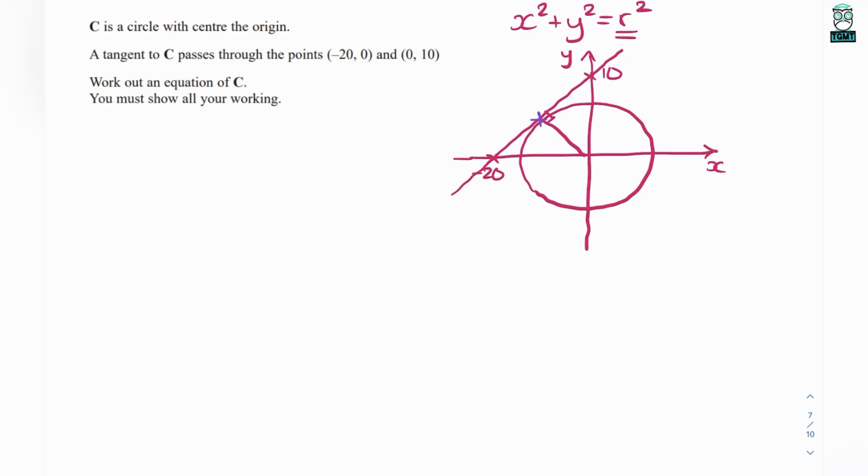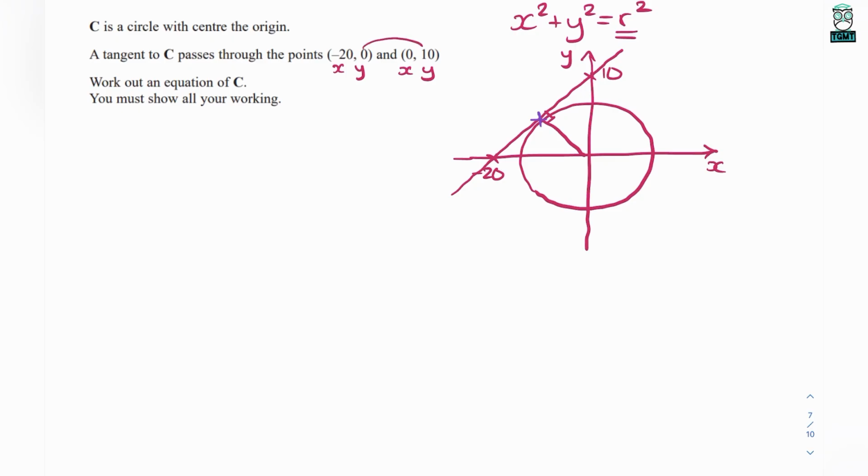So the starting point that we could do here is we can actually find the gradient of our tangent. So our tangent there passes through two coordinates. You've got x and y and x and y. And obviously there are different ways that you can approach gradient. You may use the formula y2 minus y1 over x2 minus x1, or rise over run, or however you look at it. But to get here, we have our rise, or our y coordinate, going from 0 to 10.